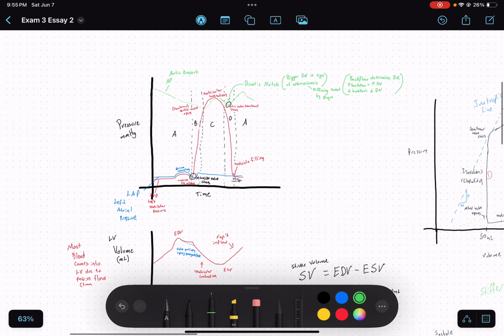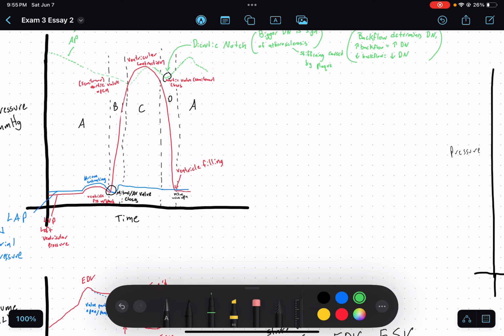And so just going over what this A, B, C, and D mean. A here is the ventricle filling. B is the isovolumic contraction. It means that the ventricles are contracting, but it's not increasing or decreasing volume.